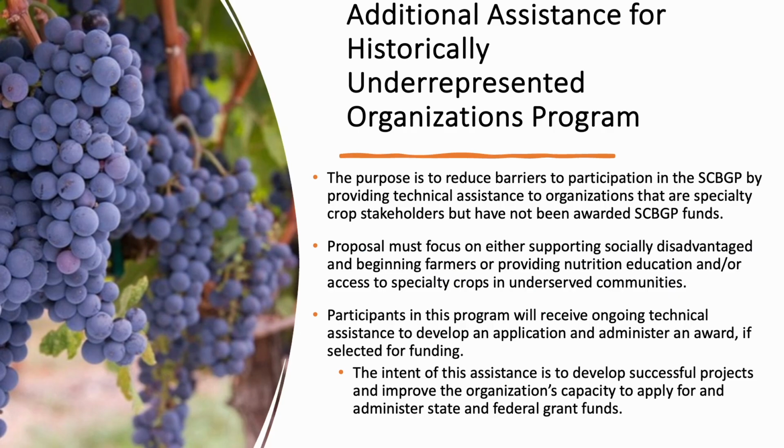We would also like to highlight the Additional Assistance for Historically Underrepresented Organizations Program, or Additional Assistance Program. This program was developed to increase participation in the SCBGP among smaller organizations that may not have the resources, staffing, or capacity to easily apply for and administer a federal grant award.